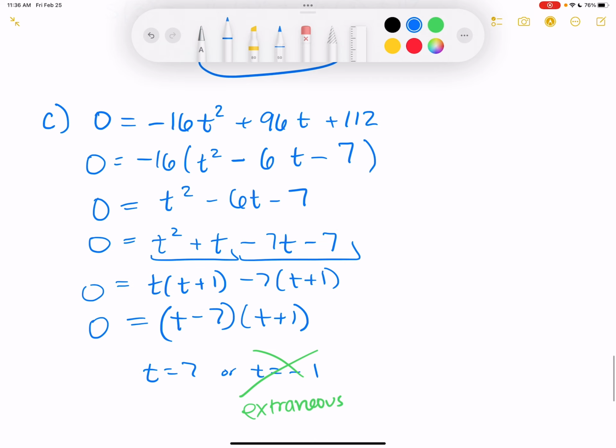Alright, so then I'm just going to do it over here. So then v of 7 is equal to, and we plug it into that derivative equation, so negative 32 times 7 plus 96 is equal to what?